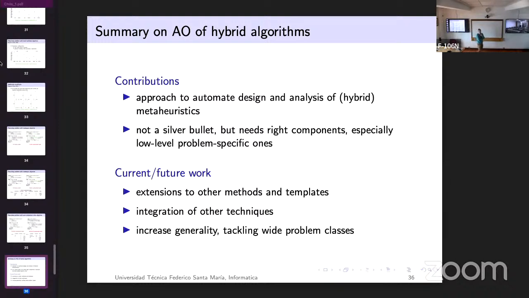But for many problems in combinatorial optimization, for example, you have it, and you can make it. And the current work and future work is the extension for other methods in place, the integration of other techniques, and the increase of generality tackling wider problems. So this is the summary.